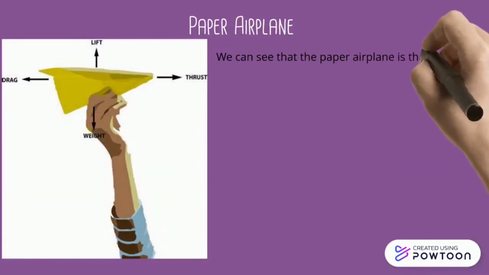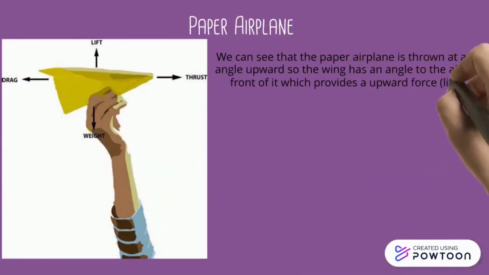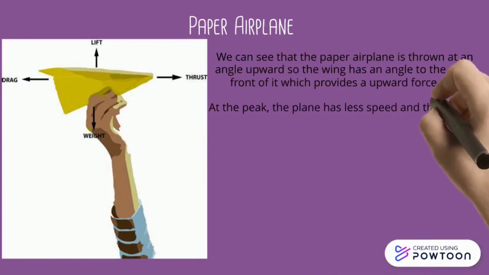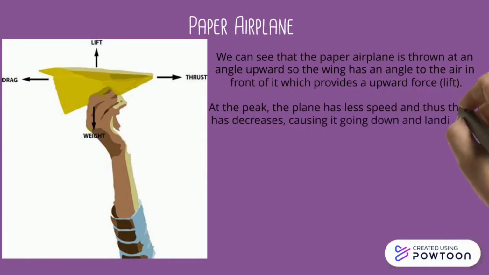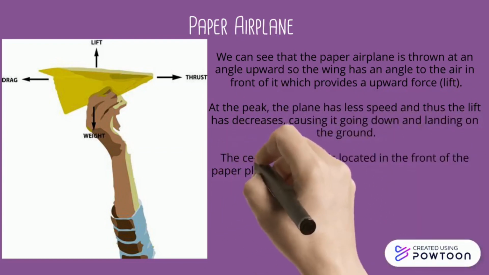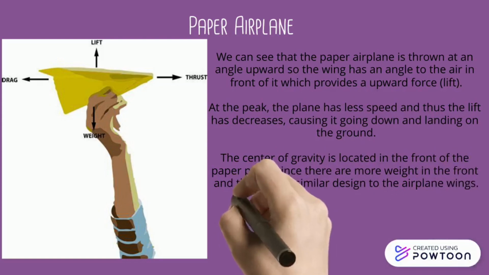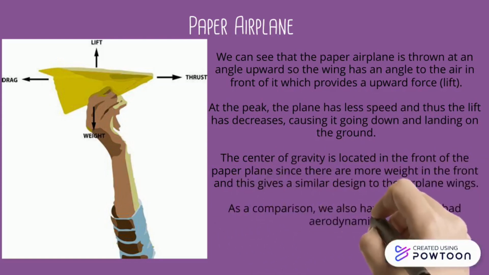We can see that the paper airplane is thrown at an angle upward, so the wing has an angle to the air in front of it, which provides an upward force called lift. At the peak, the plane has less speed and thus the lift decreases, causing it to go down and land on the ground. The center of gravity is located in the front of the paper plane, since there is more weight in the front, and this gives a similar design to the airplane wings.